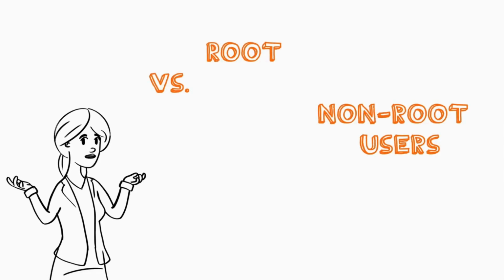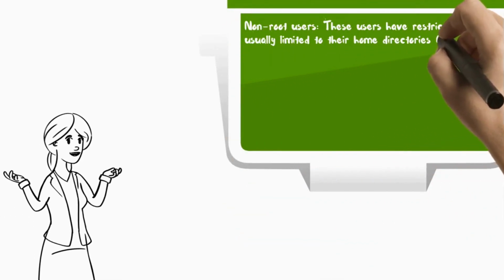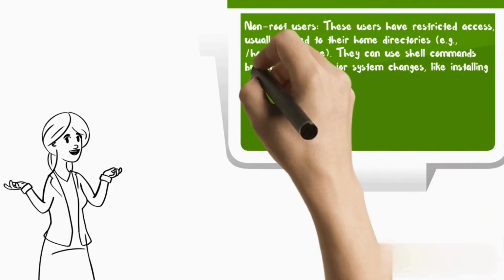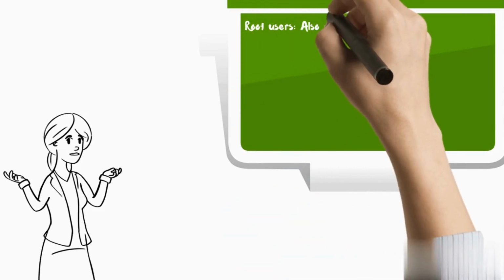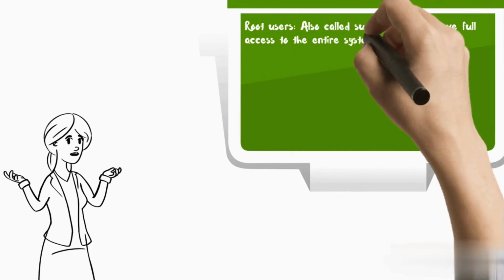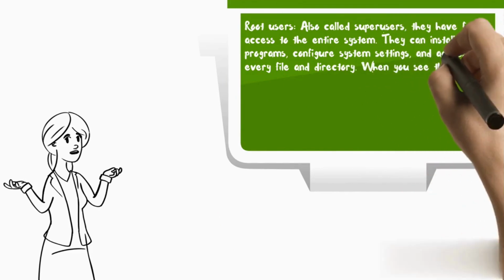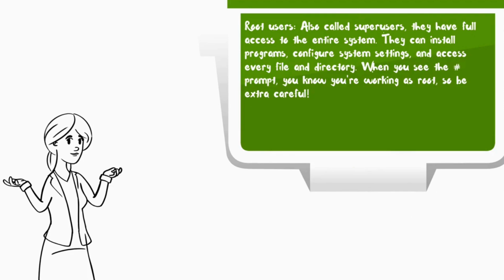Root versus non-root users. What's the difference? Non-root users have restricted access, usually limited to their home directories, e.g., /home/username. They can use shell commands, but can't make major system changes, like installing software or modifying global configuration files. Root users, also called super users, have full access to the entire system. They can install programs, configure system settings, and access every file and directory. When you see the number sign prompt, you know you're working as root, so be extra careful.